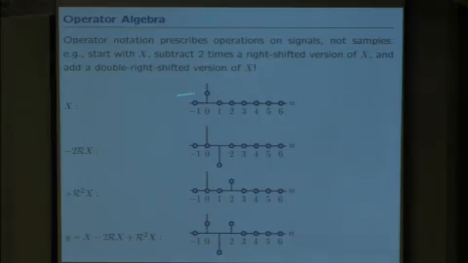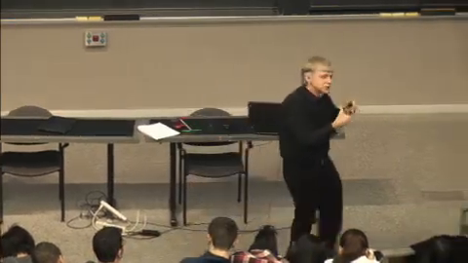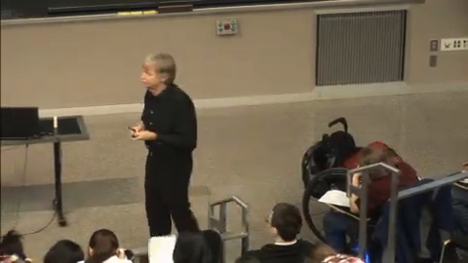So we start out with x, which is a unit sample. Minus 2rx means shift it to the right and multiply by minus 2. Plus r squared x means shift it twice to the right. So the result, this operator 1 minus 2r plus r squared applied to x, is just the sum of these things. So you can think about the operator expression. It's just like algebra, except that the elements are signals, not samples.